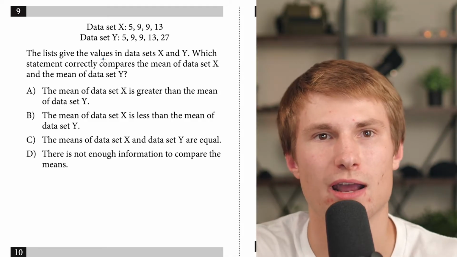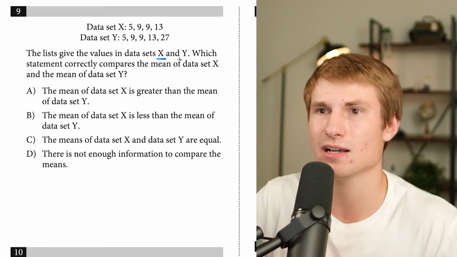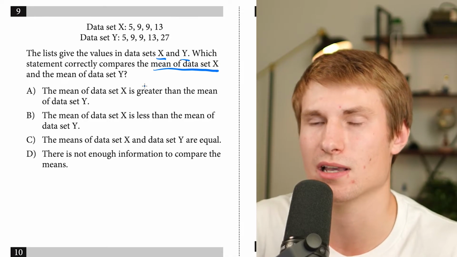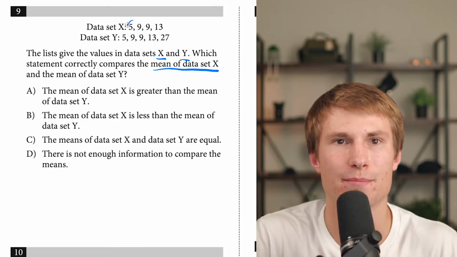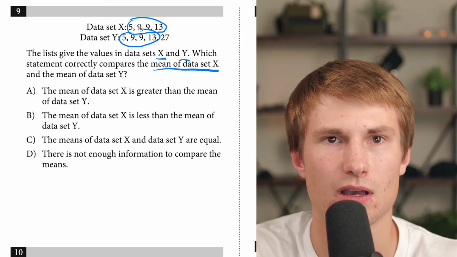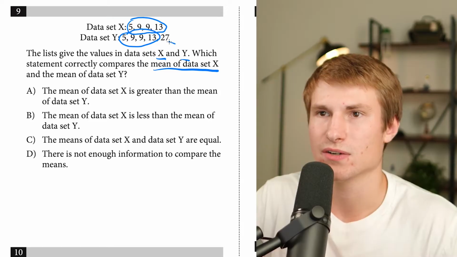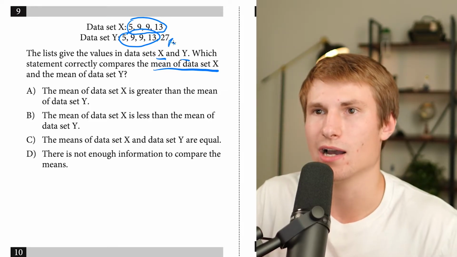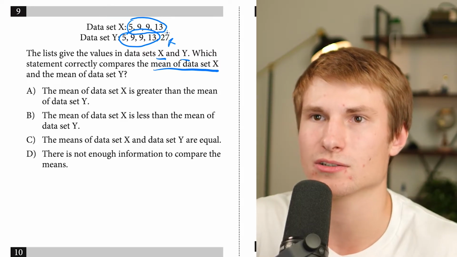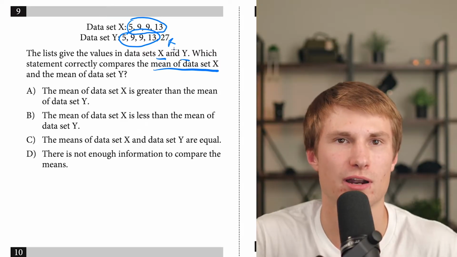Here's question number 9. The list gives values of data sets X and Y. Which statement correctly compares the mean of data set X and the mean of data set Y? Okay, well, what I immediately see is that we've got the first 4 numbers in each of these data sets. So because of that, really the only difference is this number 27 in dataset Y. Now, obviously number 27 is greater than even the maximum of dataset X. So the mean of dataset Y is going to have to be greater than the mean of dataset X.